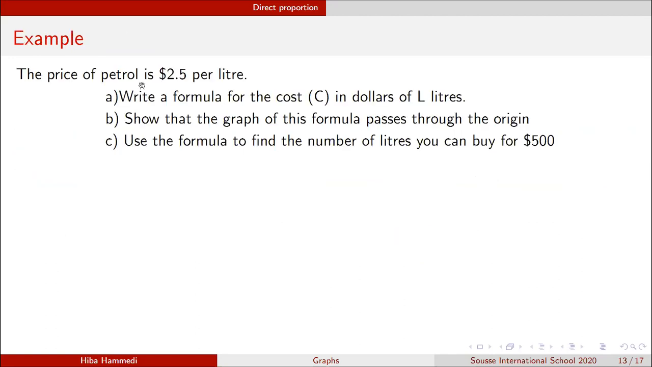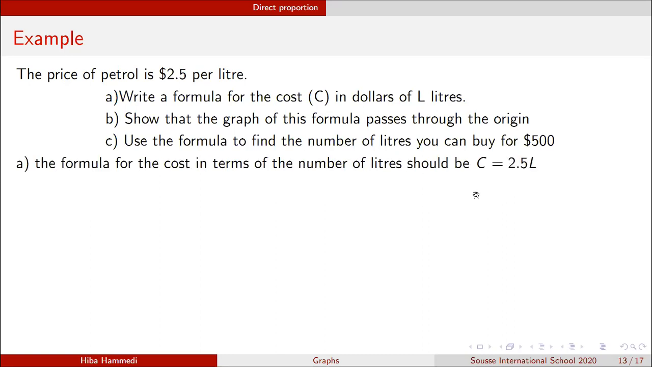So the price of petrol is $2.5 per liter. So the price of 1 liter is equal to $2.5. Write a formula for the cost, C, in dollars, of L liters. Then you need to show that the graph of this formula passes through the origin, the point (0, 0), and you need to use the formula to find the number of liters that you can buy for $500. So the cost is equal to 500 here, and you need to get the number of liters.